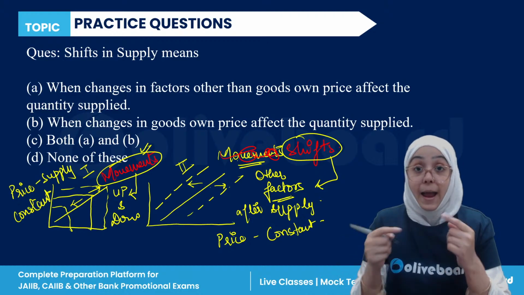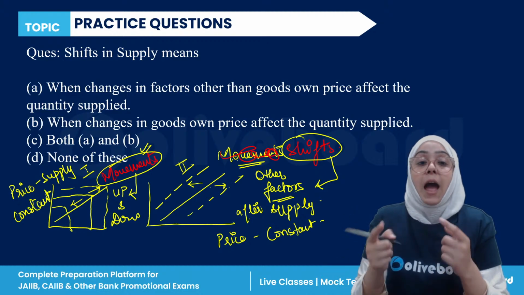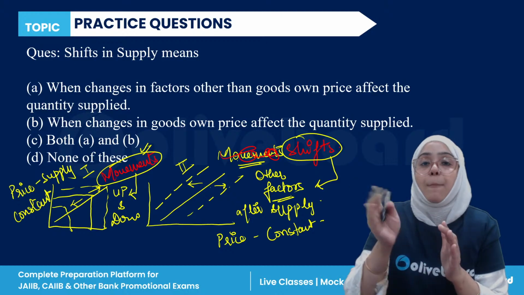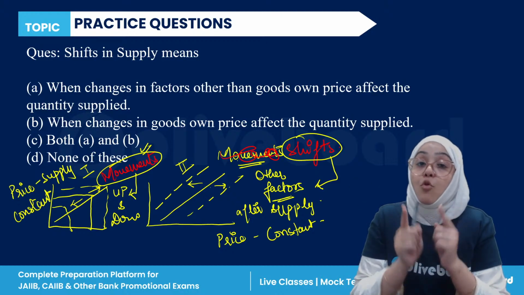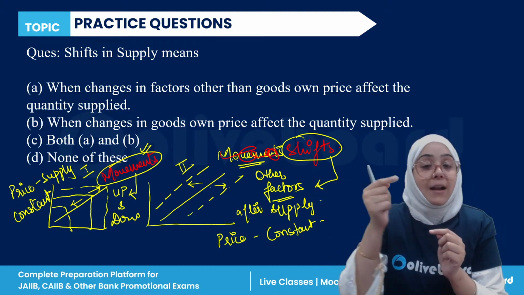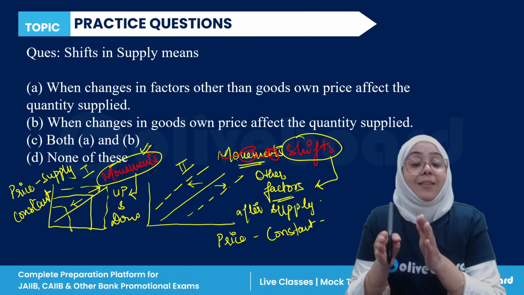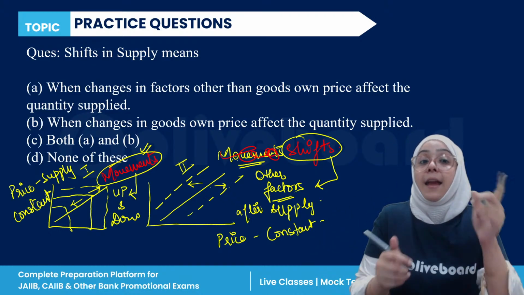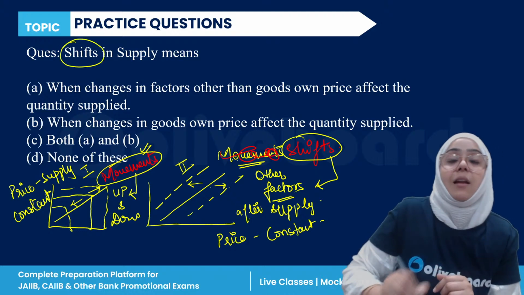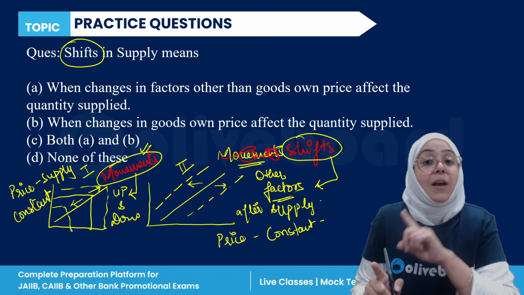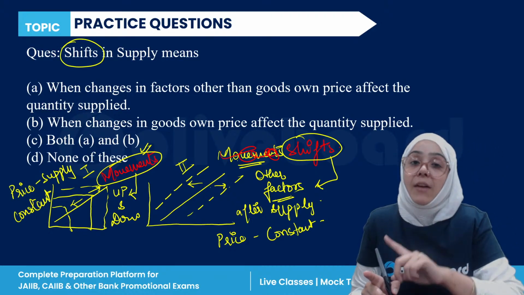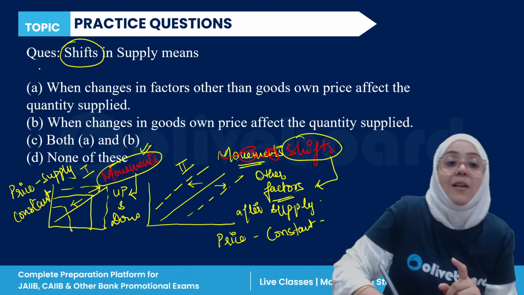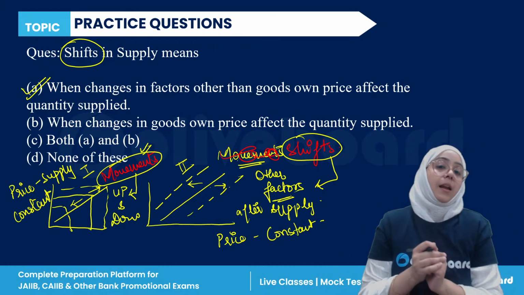I actually confused myself. I was thinking that shifting is upward and downward, but no, the word movement is used for upward and downward, shifting is used for rightward and leftward. And here the word shifts is used. So shift is used when other factors are affecting the supply and price remains constant. So A is the correct answer.